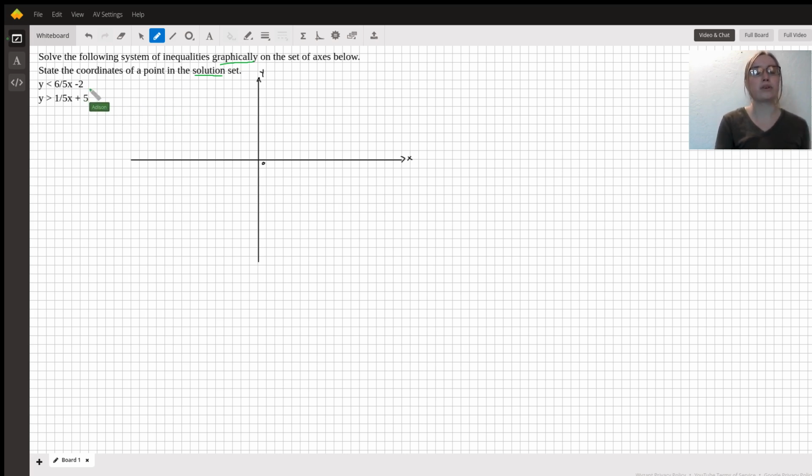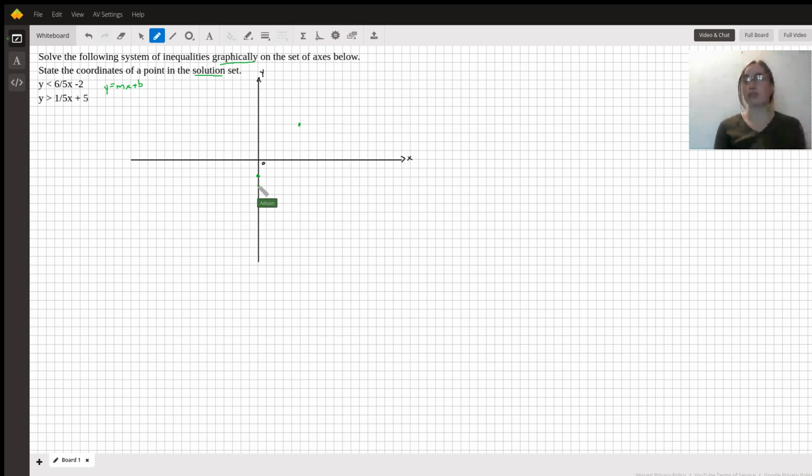So looking at the first inequality, we see that it's actually in the y equals mx plus b format, where m is the slope and b is the y-intercept. Now when graphing these, we need to start by graphing the y-intercept, or in this case, -2. So once we have -2, we're going to use that point of reference to go off of the slope. The slope is positive 6/5. So we're going to go up positive 6 and over positive 5. So up positive 6, 1, 2, 3, 4, 5, 6, and over positive 5, 1, 2, 3, 4, and 5.